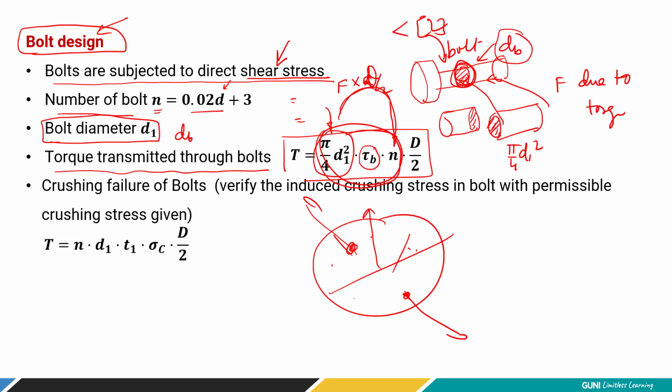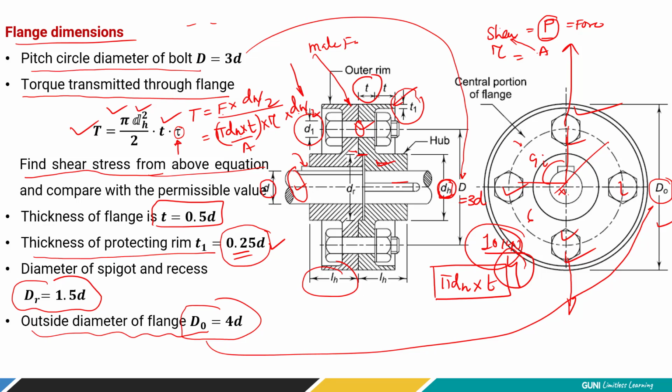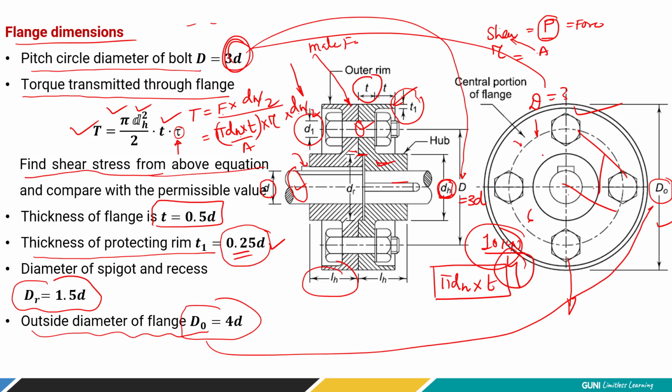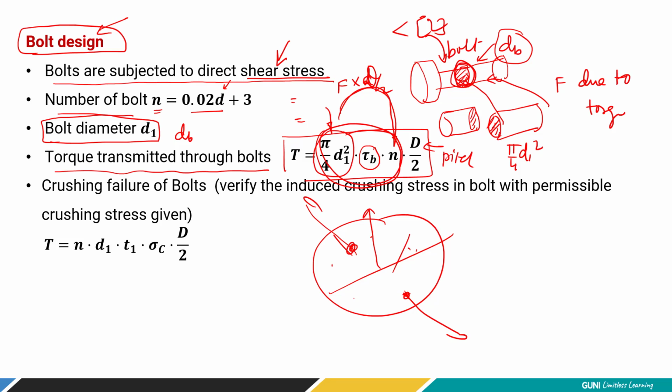Now what is D? This is simply the pitch circle. Let me show you in the figure. Here this capital D is the pitch circle diameter, where the force is acting like this. So we have to divide by D by 2, and this is the distance. Force into distance is equal to torque. So force is replaced by shear stress into area. Very simple concept of torque. So from this equation, we can find the bolt diameter.